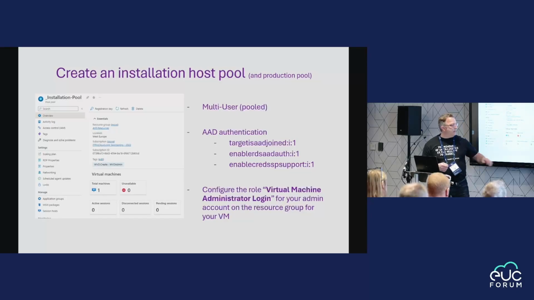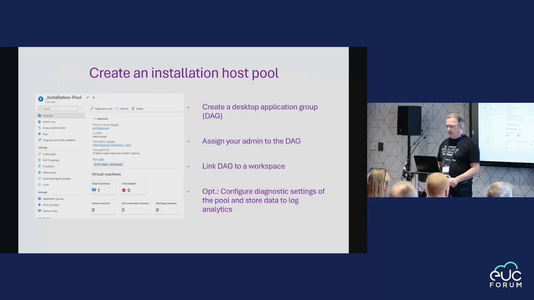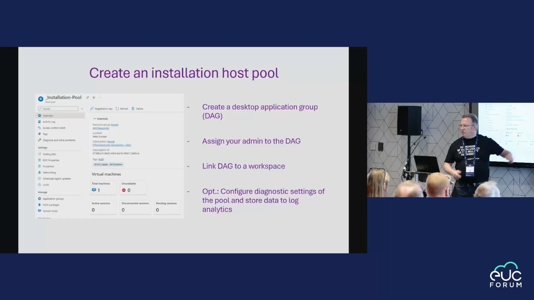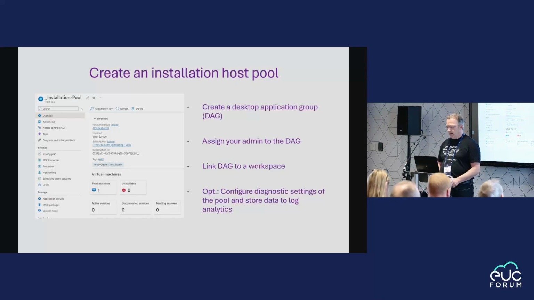Mostly Virtual Machine Administrator Login, that is what I forget, and then I'm wondering why it's not working, but then you will remember. Next step is also pretty easy. Create a desktop application group, give permission to your admin account to this desktop application group, and then also what I mostly forget is link the desktop application group to a workspace so that it appears in the Windows app to connect to this virtual machine later. And optional, we can also configure the diagnostic settings.